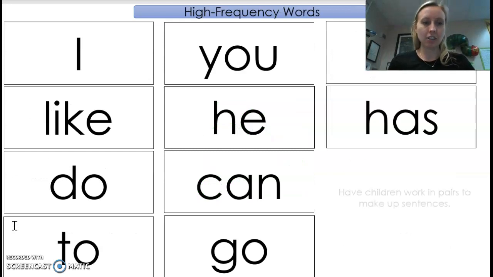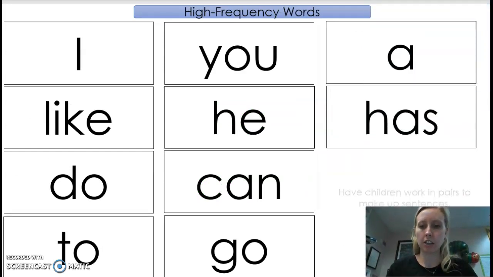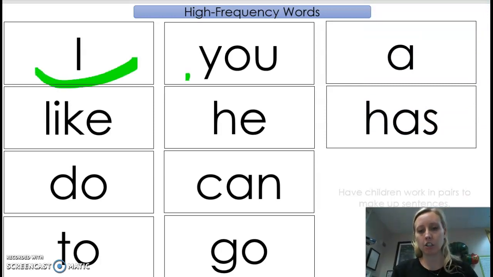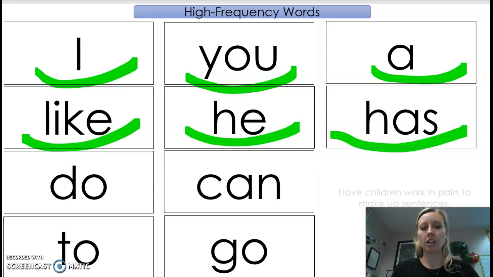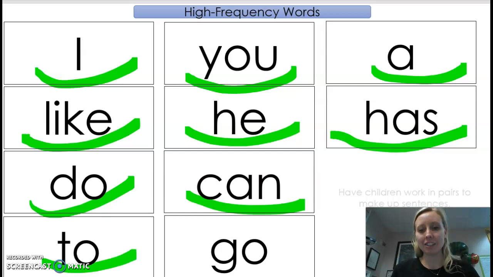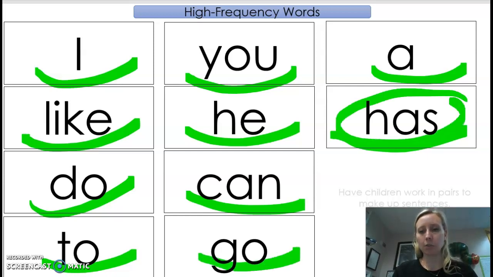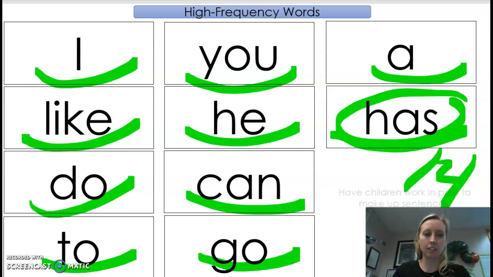Okay, these are review words. So I'll go down here and I'll give you 3 seconds. 3, 2, 1, I. 3, 2, 1, you. 3, 2, 1, like. 3, 2, 1, he. 3, 2, 1, has. 3, 2, 1, do. 3, 2, 1, can. 3, 2, 1, go. And this one's kind of tricky because if I sound it out, it would say has. But we don't say has in English. We say has, so the sound is z.